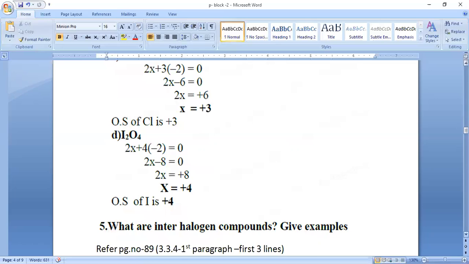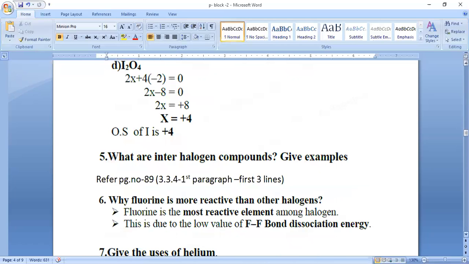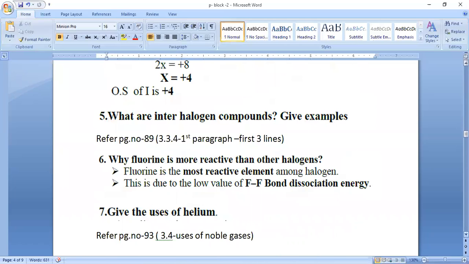Next, what are interhalogen compounds? Give examples. We need to refer to page number 89, under the content 3.34. The first paragraph, the first 3 lines we need to write.